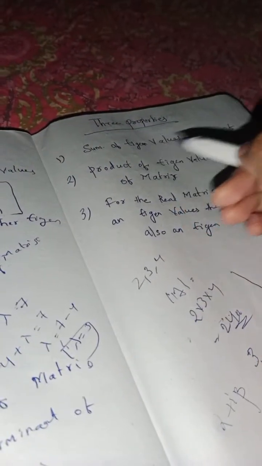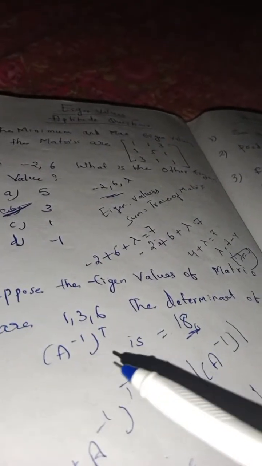If you clearly observe, this question is related to the first property: sum of eigenvalues equals the trace of the matrix. This is a question asked in the GATE examination last year, in competitive exams. So we are done with the first one, right? The second one. Suppose the eigenvalues of a matrix are 1, 3, 6. The determinant of A inverse transpose is what?